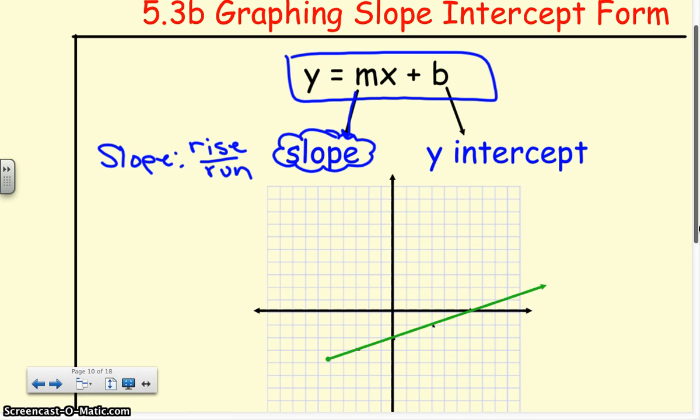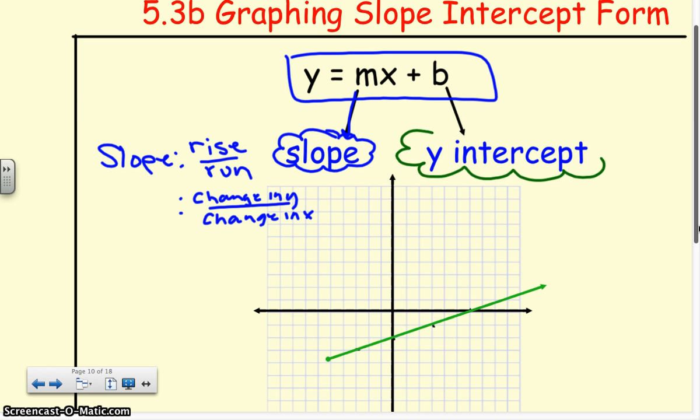It's a change in height. We also called it the change in y over a change in x. But when we're talking about graphing, we really utilize the rise over run formula. And you also need to be 100% confident with y-intercept. And y-intercept is just where it crosses the y-axis.